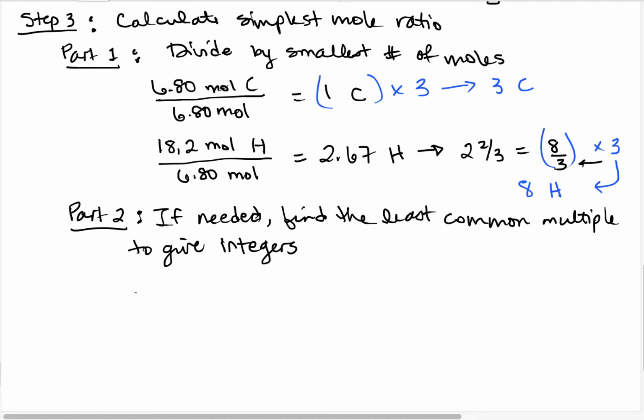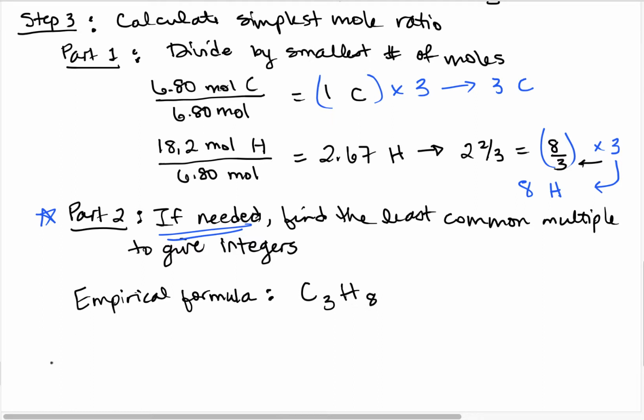And I will say this step 2 is only needed some of the time. Often you'll just get integers from part 1 of this step 3. You don't usually need to do part 2, but I wanted to make sure that you saw how to do it in case you did need to do it. So that means that our empirical formula, our smallest, most simple relationship between these, would be C3H8. So how would we know if this was the actual molecular formula?